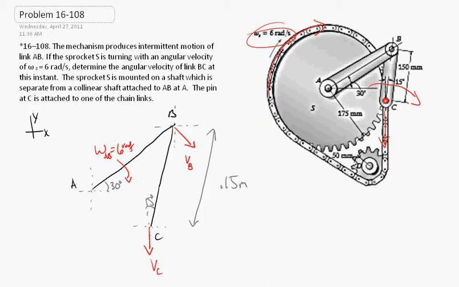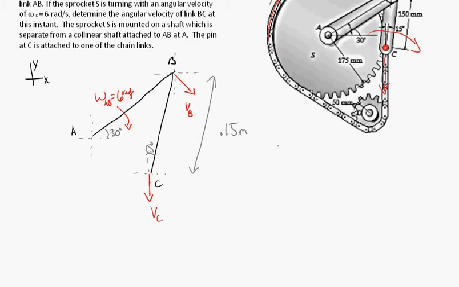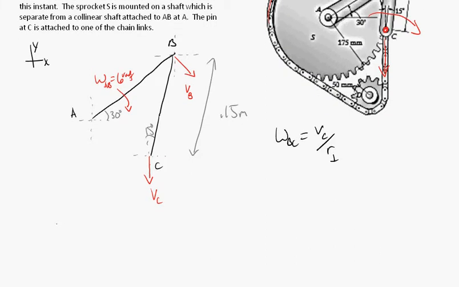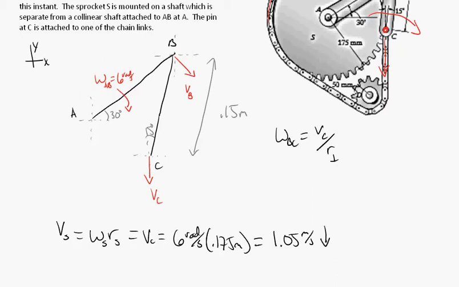So we are asked to solve for the angular velocity of link BC. We know this is going to equal the velocity at C divided by some perpendicular radius. That's the equation from kinematics. So we need to determine the velocity at C and this perpendicular radius. Now point C is just a point on the sprocket, so any point on the end of the sprocket at this instant will have the equation velocity equals omega times r. So at this instant, velocity equals 6 radians per second times 0.175 meters, the radius of the sprocket, and this is 1.05 meters per second, and as stated previously, it's in the down direction.